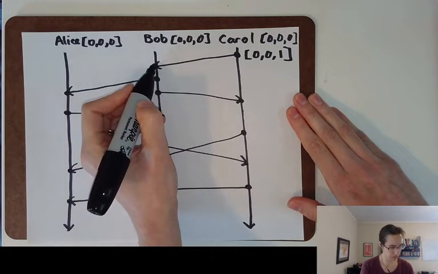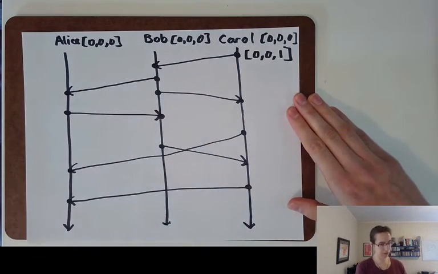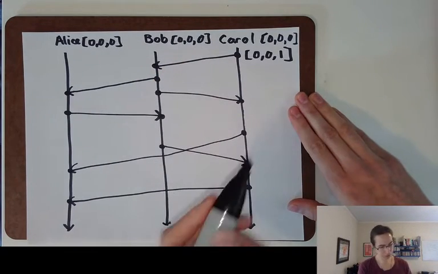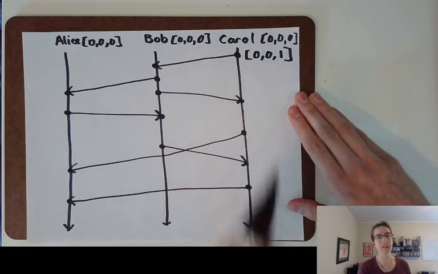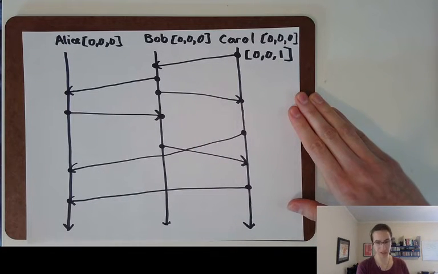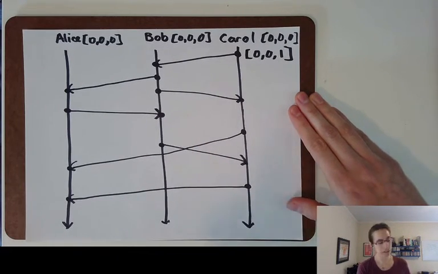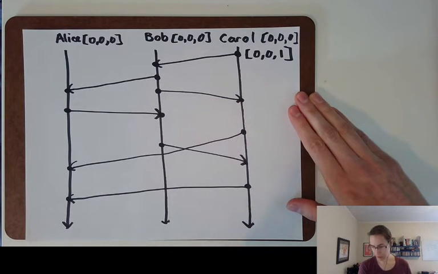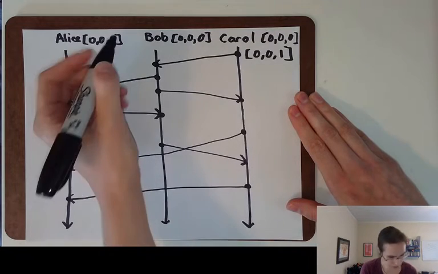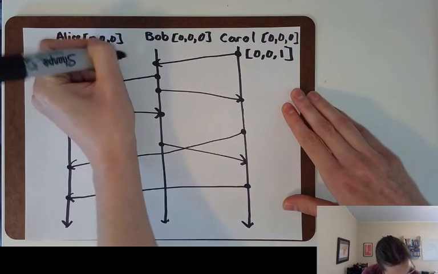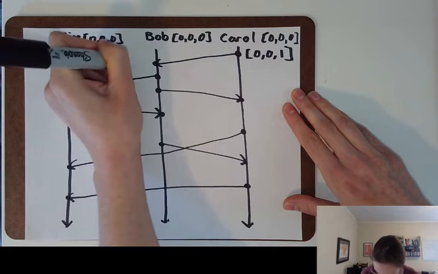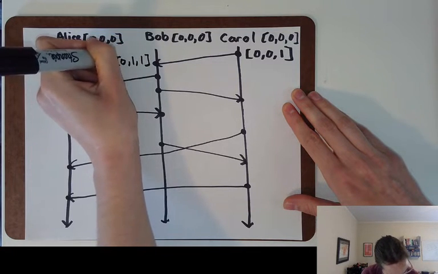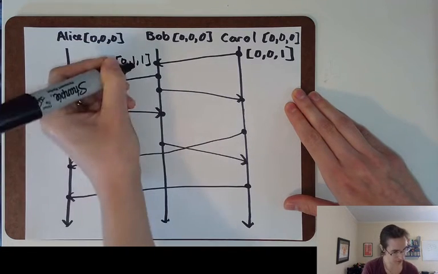Bob is going to receive it, and he's going to compare it with his local clock value, which is just 0, 0, 0. So, well, 0, 0, 1 is bigger than 0, 0, 0, according to the notion of bigger that we defined. So the bigger one will win. And then Bob, of course, also has to increment his own clock position. So this will become 0, 1, 1 right here, because Bob's position in the vector is this middle position.